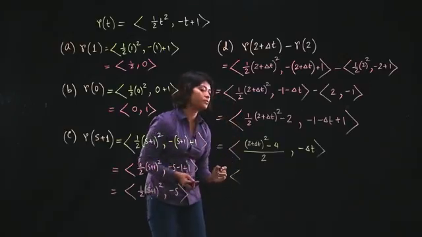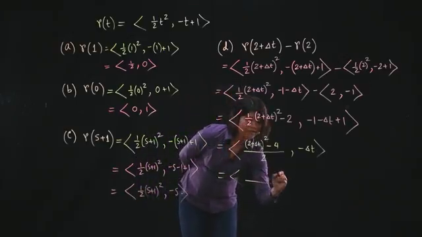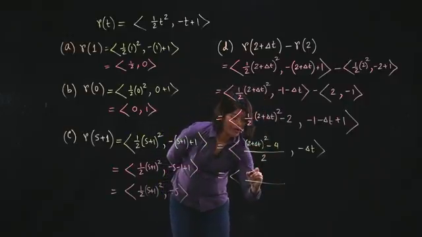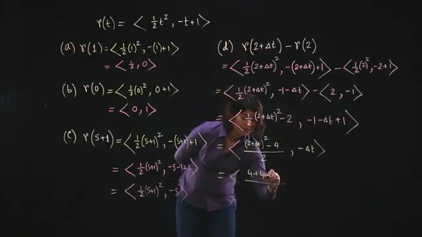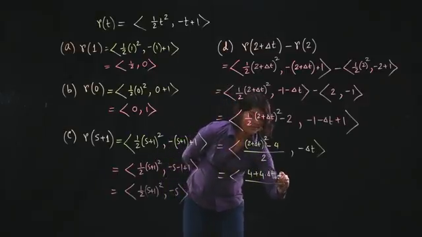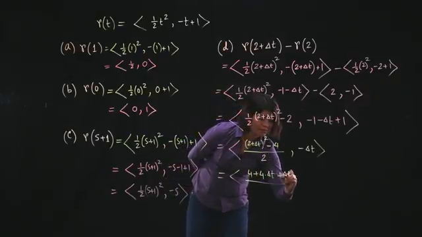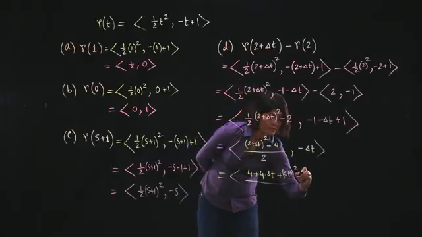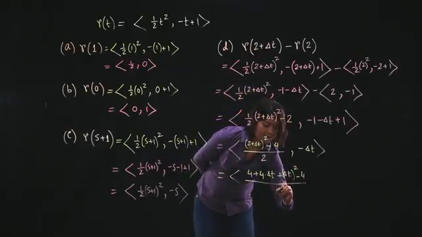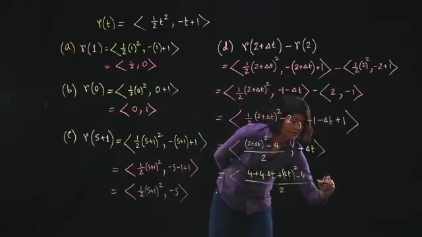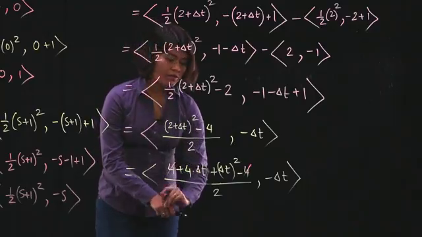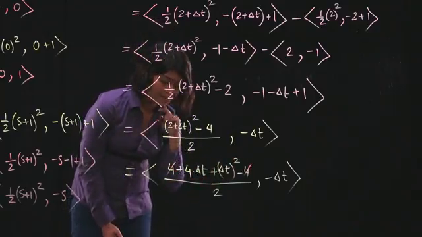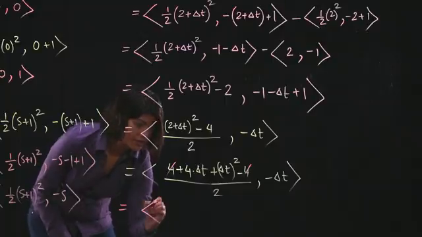Okay, now let's expand the numerator. We have 2 square, that's 4, plus 2 times 2, that's 4 times delta t, plus delta t square, minus 4, divided by 2. And we already have the simplified form for this second component. So after cancelling this 4, you can simplify this expression.